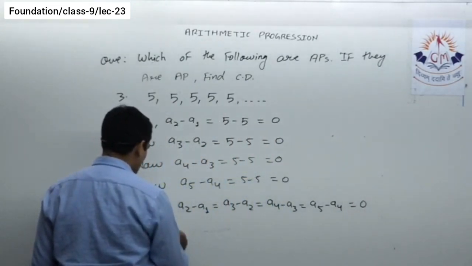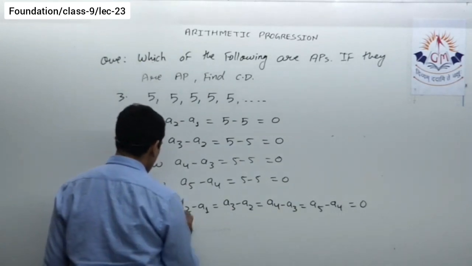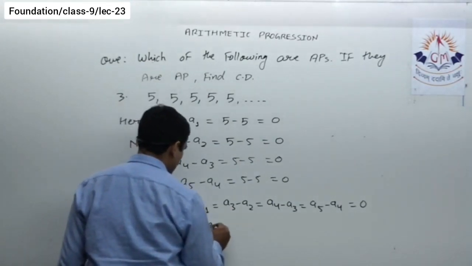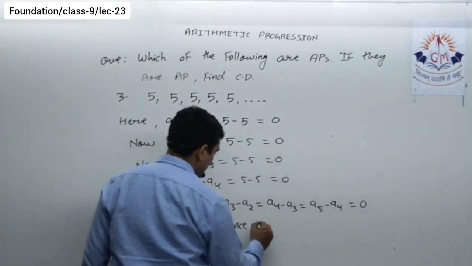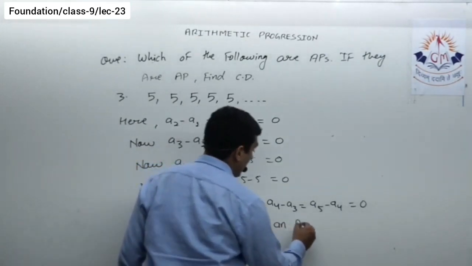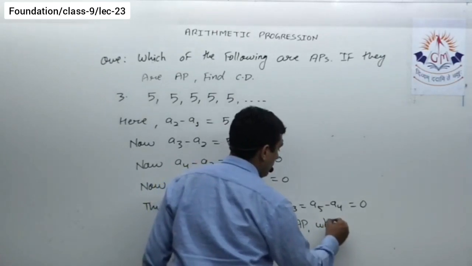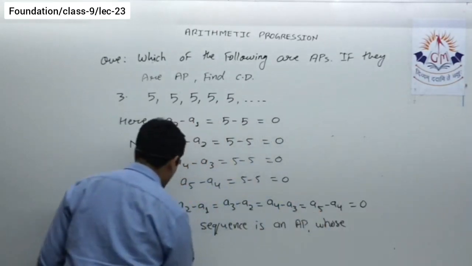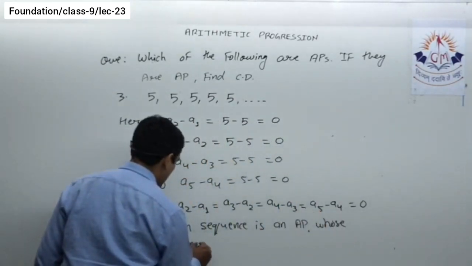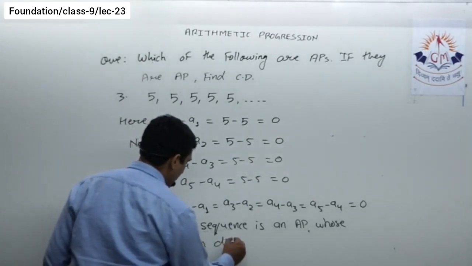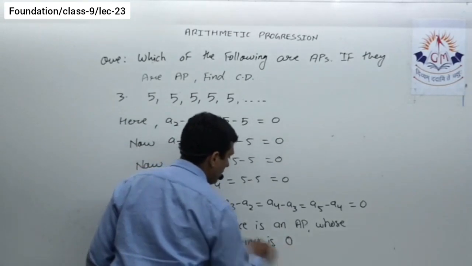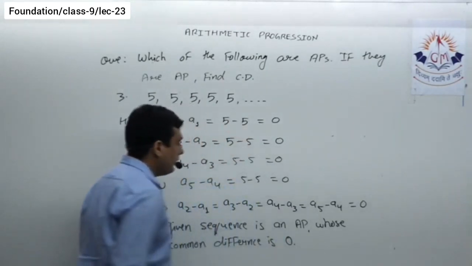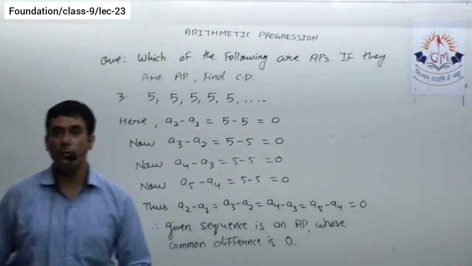Therefore, the given sequence is an AP whose common difference is 0. So please note it down.